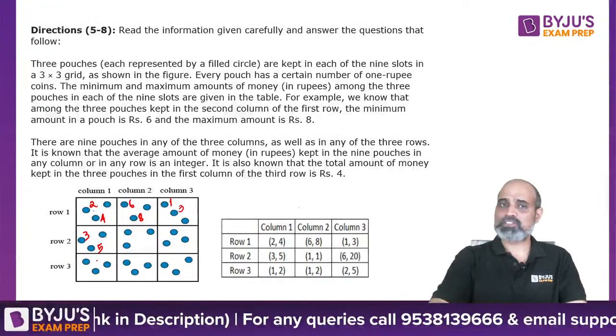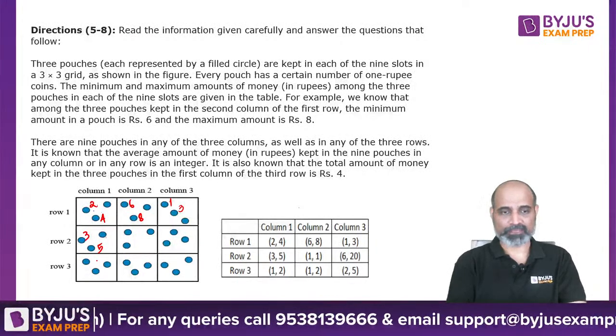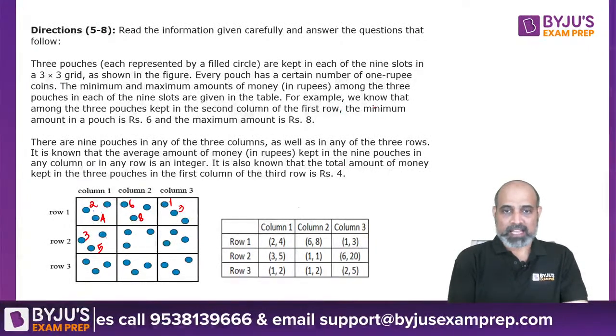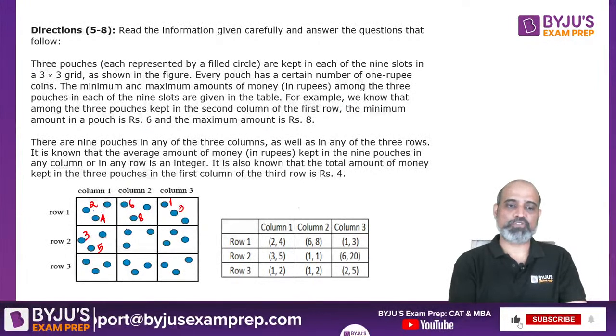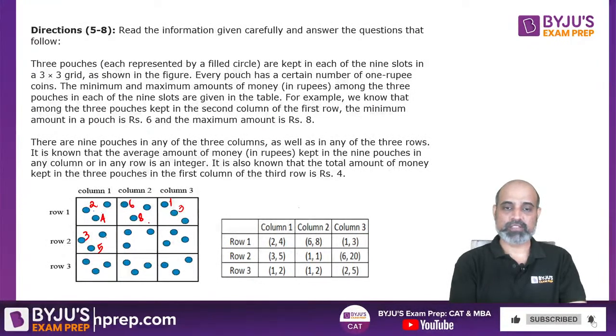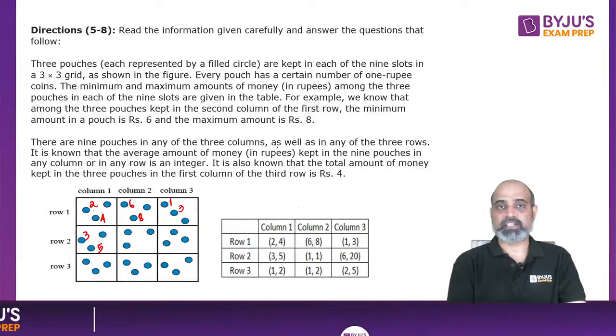Once we have written down some of them, we know what is happening. For example, we know that among the 3 pouches kept in the second column of the first row, we are talking about the 6, 8 one, the minimum amount in a pouch is ₹6 and maximum amount is ₹8. These two are certain.